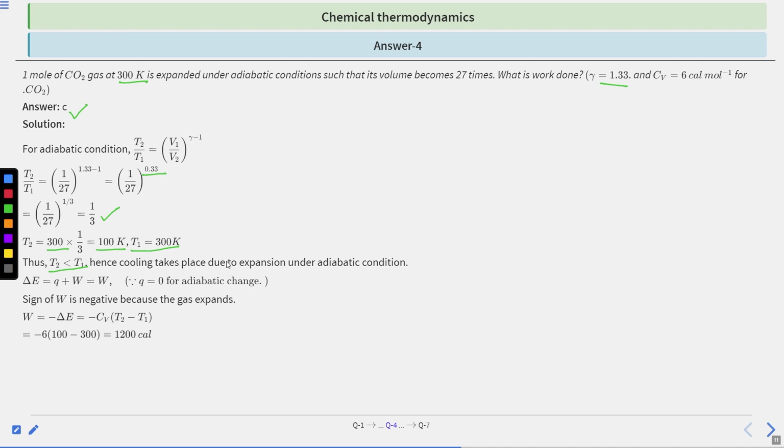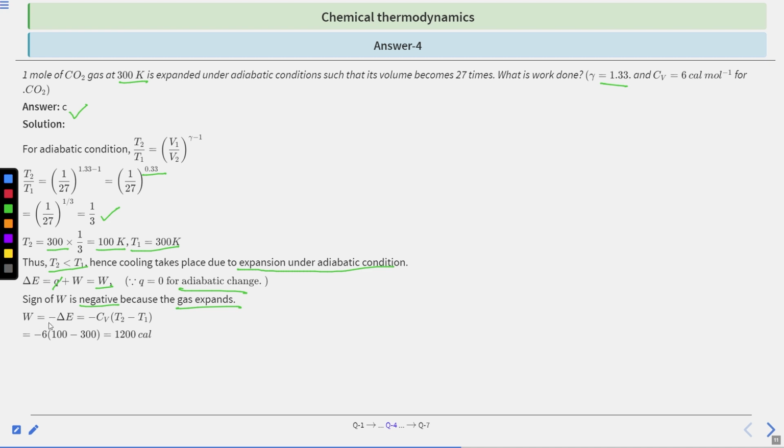So, cooling takes place due to expansion under adiabatic condition. So, del E will be equal to Q plus W, we know, and as this is the adiabatic condition, Q will become 0. So, del E will become equal to W. Q will become 0 for adiabatic change. And the sign of W, work done, is negative because the gas is expanding. This is a sign convention.